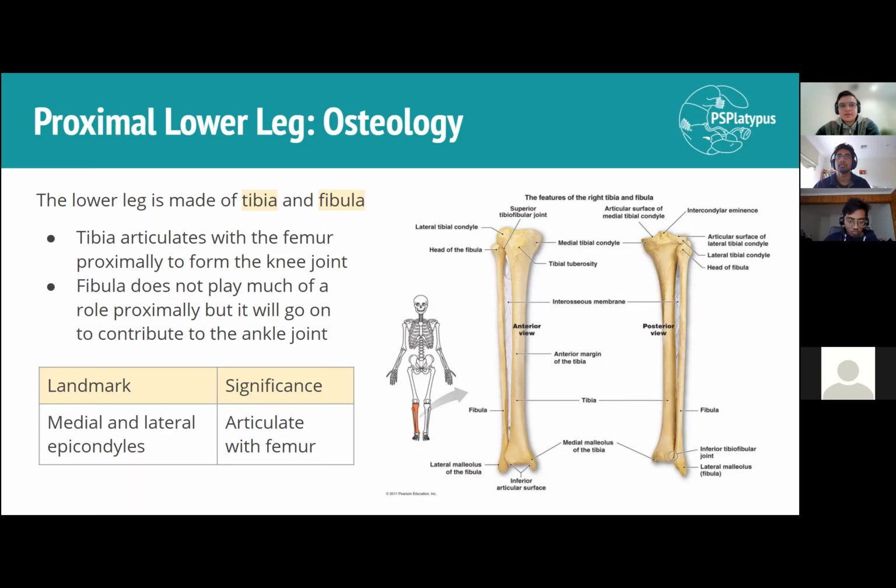Reflecting the exact same things that we saw on the femur, the tibia also has its own medial and lateral epicondyles. And this is kind of a jigsaw puzzle that slots in with some of the complementary shapes on the femur.